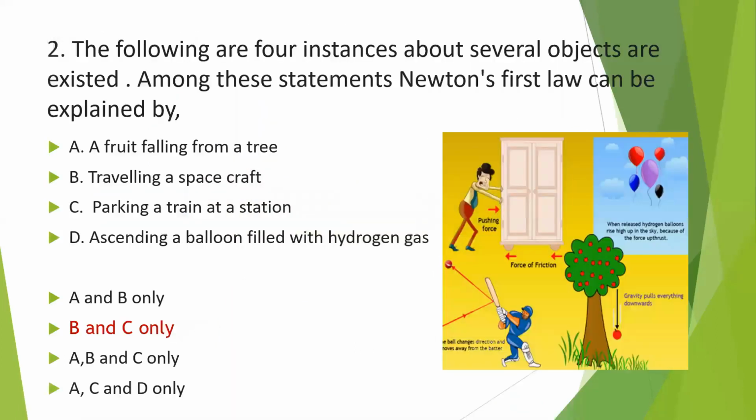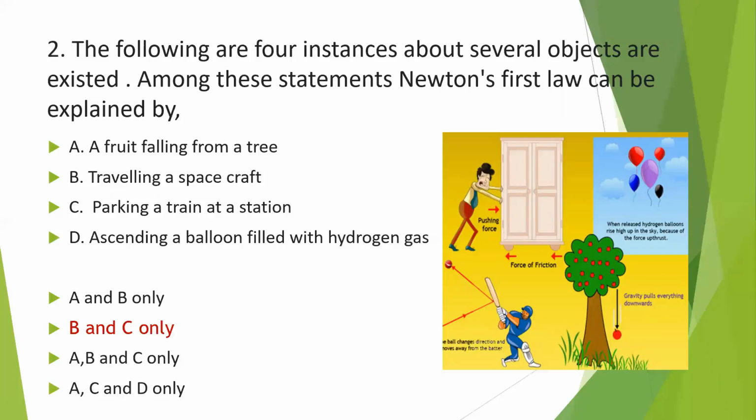Okay, our second question. The following are 4 instances about several objects. Among these statements, Newton's first law can be explained by, first law means what I have explained to you earlier. First one, a fruit falling from a tree. In there, Putta, actually they have that unbalanced force, gravitational force. Next one, a spacecraft traveling.